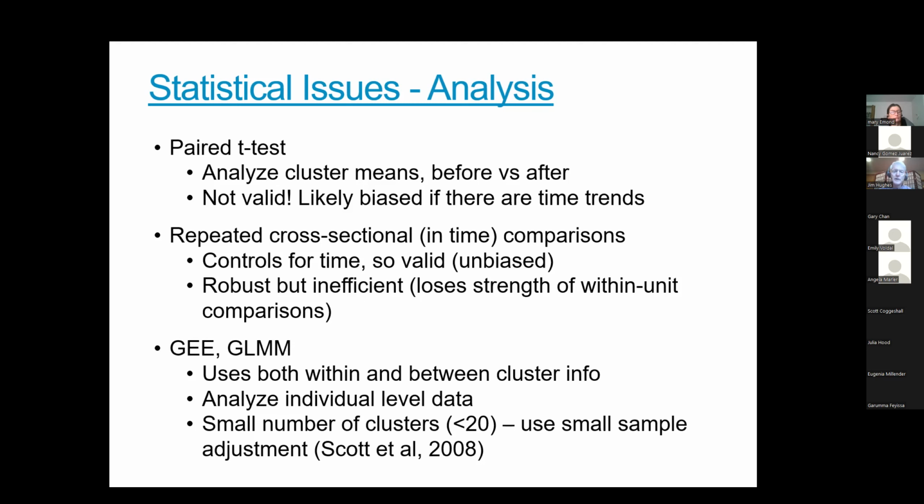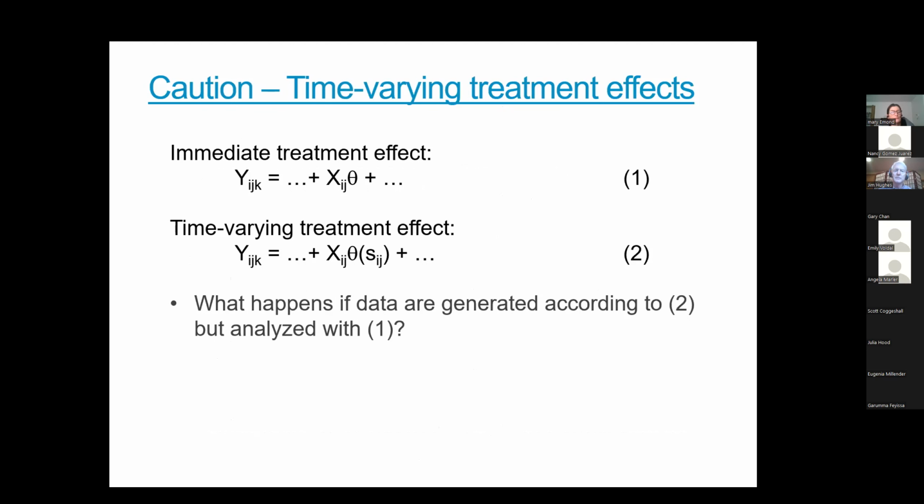Again, with small numbers of clusters, these can have inflated type 1 error rates. There have been some ways of dealing with that bigger problem, especially a problem with GEE. Now, all of these methods, though, are still relying on this idea of an immediate treatment effect, that once you introduce the treatment, you get the full effect immediately.